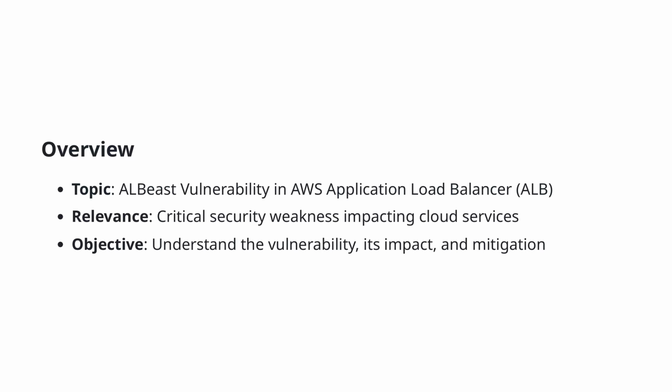In this slide, we're going to provide an overview of the ALBeast vulnerability in AWS Application Load Balancers, ALBs. This vulnerability is a significant security weakness that impacts cloud services, making it essential for us to understand its details. Our main objective here is to comprehend the nature of this vulnerability, assess its potential impact, and explore the steps needed for mitigation. This understanding is crucial for securing our cloud infrastructure and maintaining robust defenses against such threats.